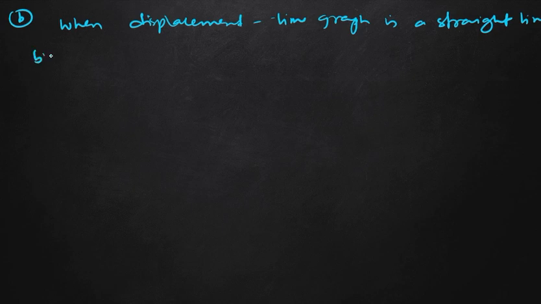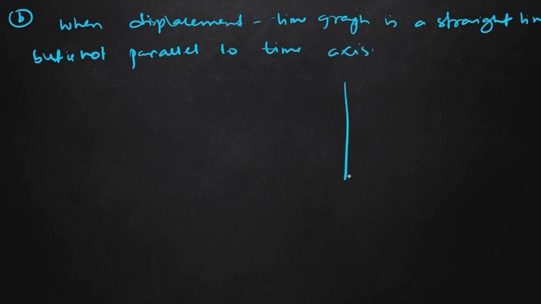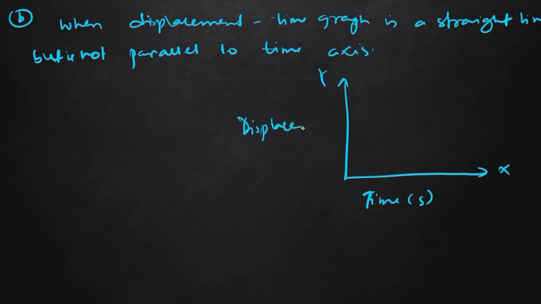Okay, but one condition is there: it is not parallel to the time axis. It is a straight line, but it will not be parallel to the x-axis. So your graph will look like this. Along the x-axis we have time, which is measured in seconds, and along the y-axis we have displacement, which is measured in meters.